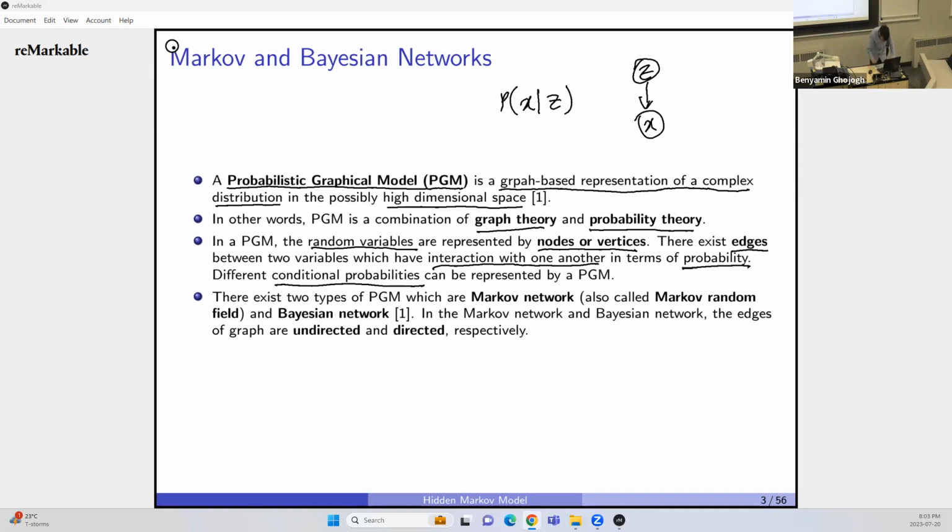So there exist two types of PGM. One of them is the Markov network, also called Markov random field. And the other one is the Bayesian network. In a Markov network, the edges of the graph are undirected. But in a Bayesian network, the edges are directed. What do I mean? For example, here, compare these two. This is a Markov network, and this is a Bayesian network.